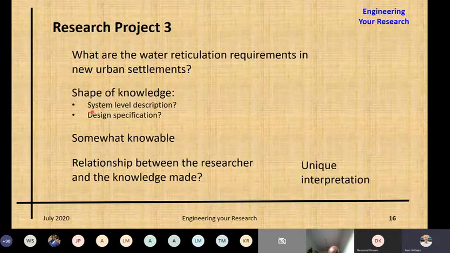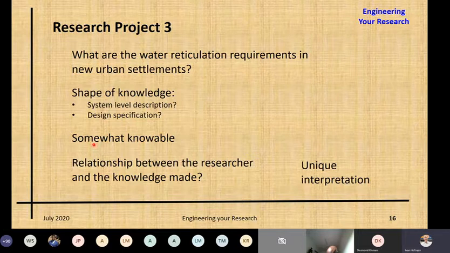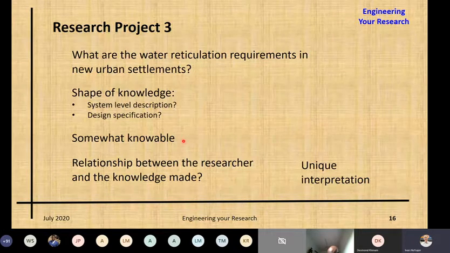So what is the shape of the knowledge? I'm thinking that might be a system level description or some kind of a design specification. Now, is that knowable exactly? I'm saying that's somewhat knowable. As the engineer, I first need to go and speak to my client. Who is my client? Well, it's the mayor of the town. And the mayor of the town tells me that there's only one requirement, and that is that the people living in that new area must be happy. So my client tells me that happiness is the outcome that is required.